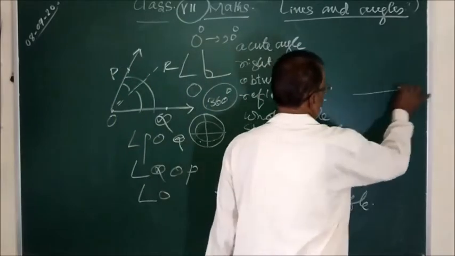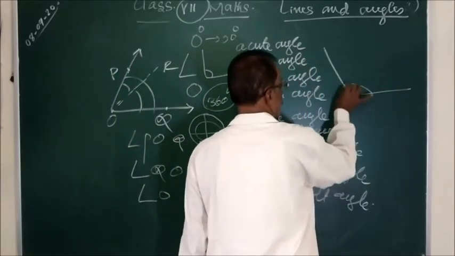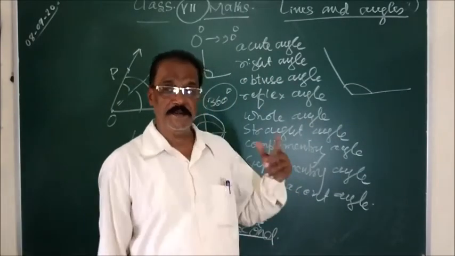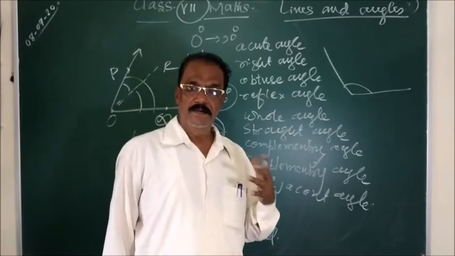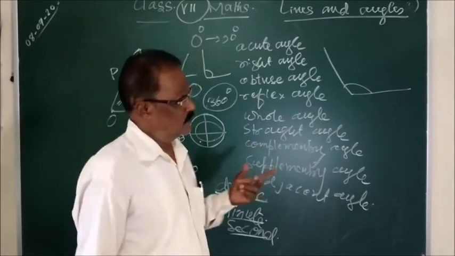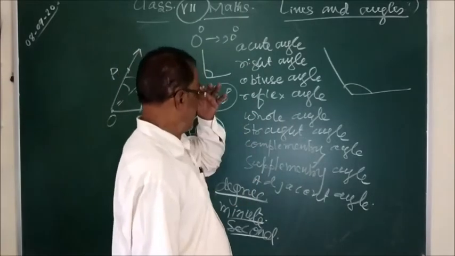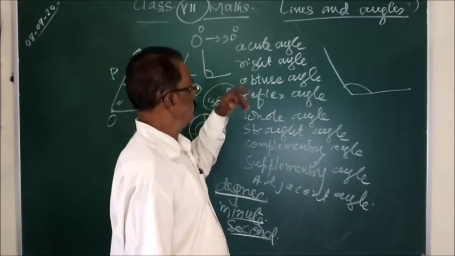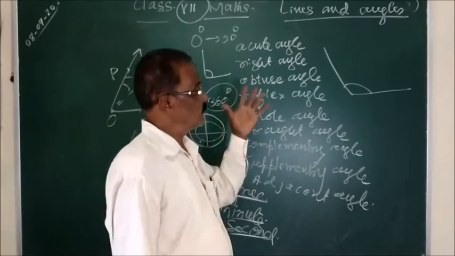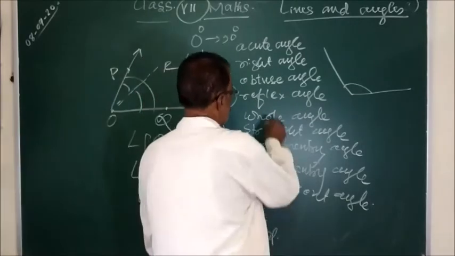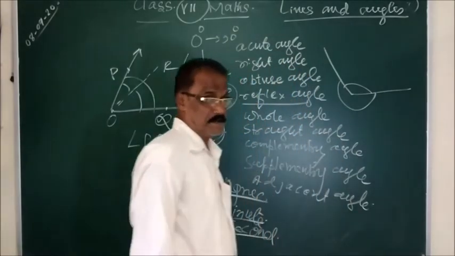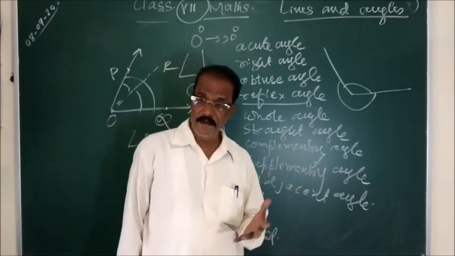And if the value of angle is more than 90 but less than 180, you must say this. 360 is also more than 90, 200 also more than 90, but that is not obtuse angle. So you have to say like that, an angle whose measure is more than 90 but less than 180. Reflex angle, the angle between 180 and 360. I mean more than 180.